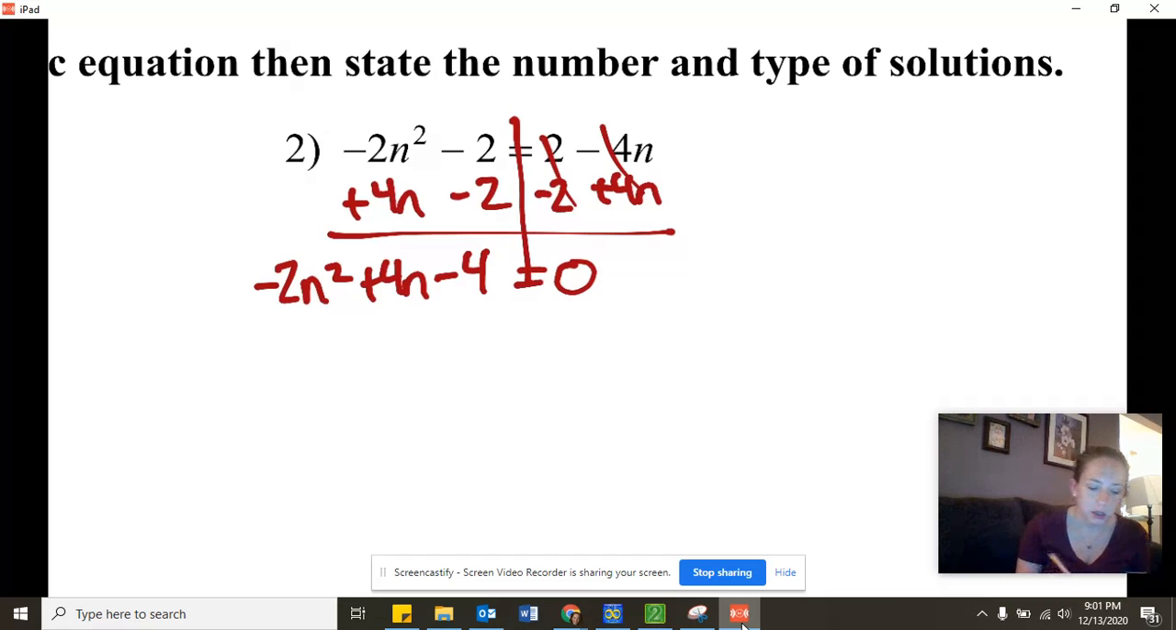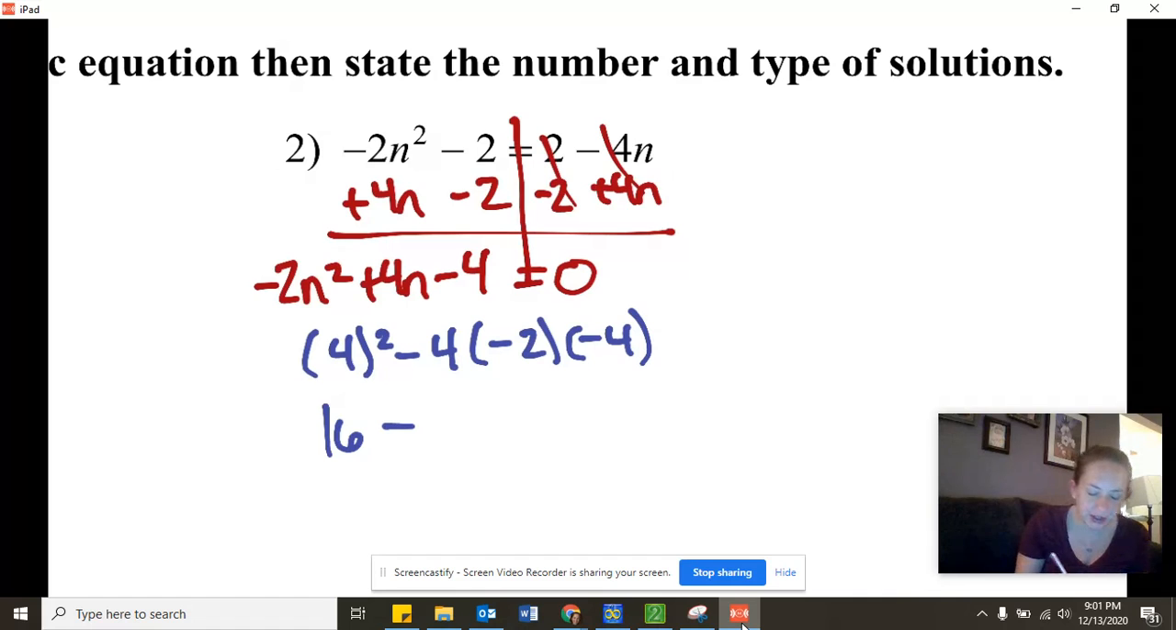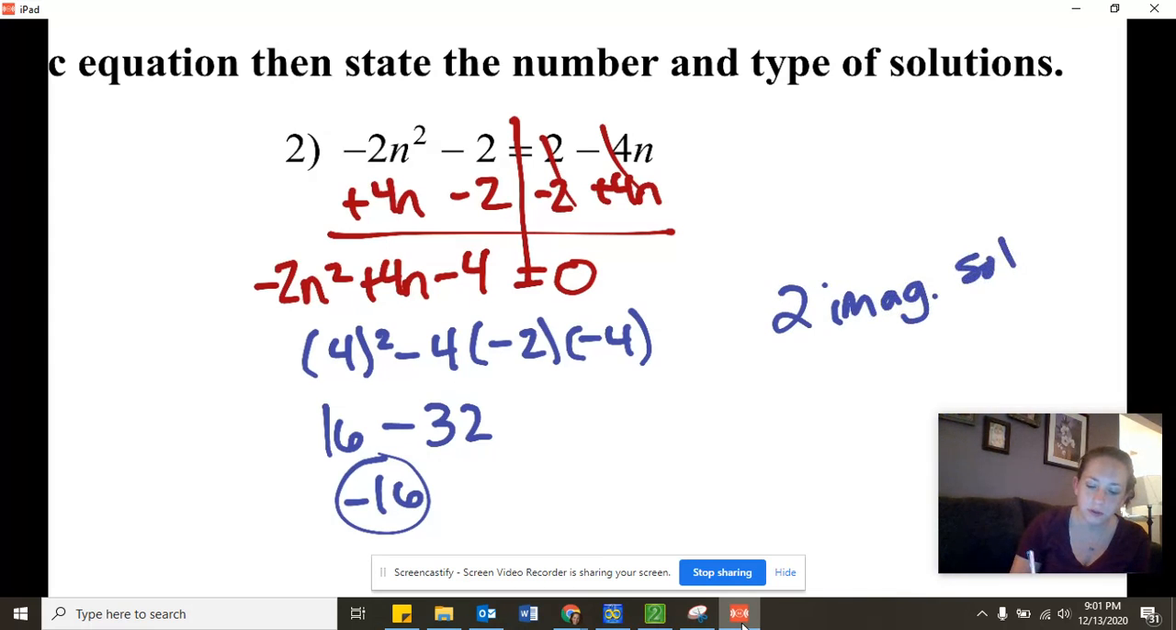the discriminant. So I've got 4 squared minus 4 times negative 2 times negative 4, which is going to be 16 minus 32, which is going to give me negative 16. If you remember, when you have a negative discriminant, it means that you have two imaginary solutions which don't show up on a graph. So that would be 0 x-intercepts.